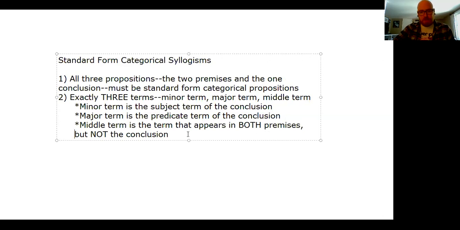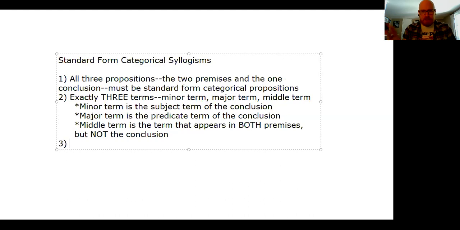So that is going to determine what your terms are. You need exactly three terms: a minor term, a major term, and a middle term. As I indicated in the last video, if you have more than three terms or even fewer than three terms, you could be missing a premise, or you might need to change things around using obversion or contraposition to reduce the number of terms. So you need to have exactly three terms.